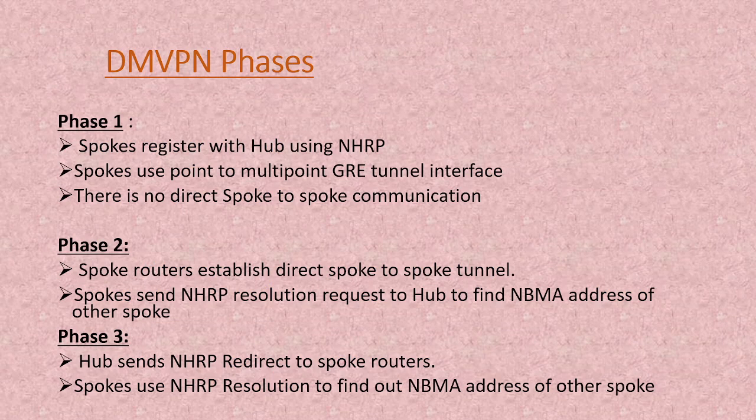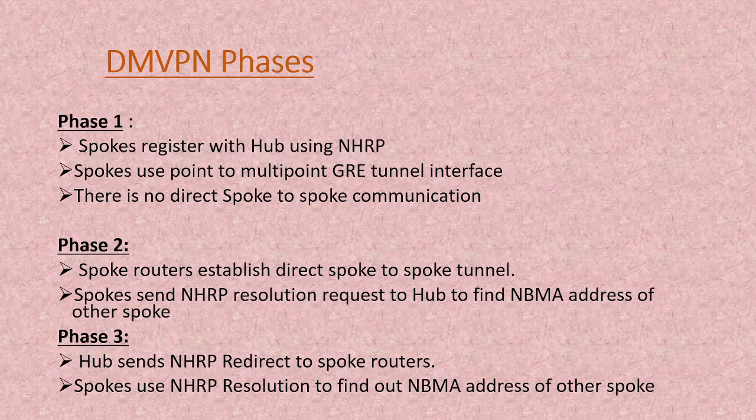Now there are three phases of DMVPN. In phase 1, spokes register with the hub using NHRP. The first step is that spoke routers, or clients, register their public addresses as well as their non-broadcast multiple access addresses with the NHRP hub. Spokes use a point-to-multipoint GRE tunnel interface as usual. There is no direct spoke-to-spoke communication in phase 1, so all the communication happens through the hub router.